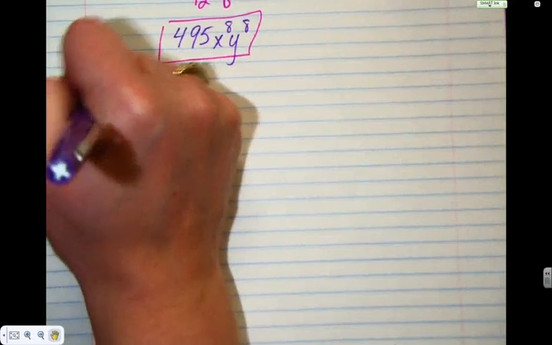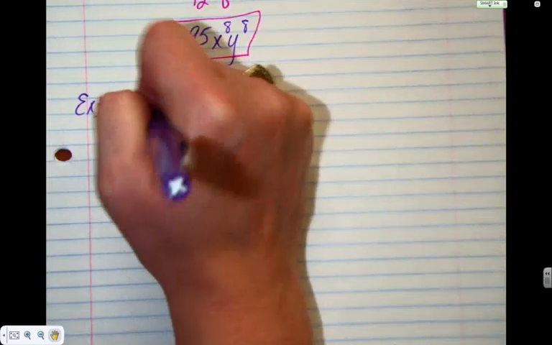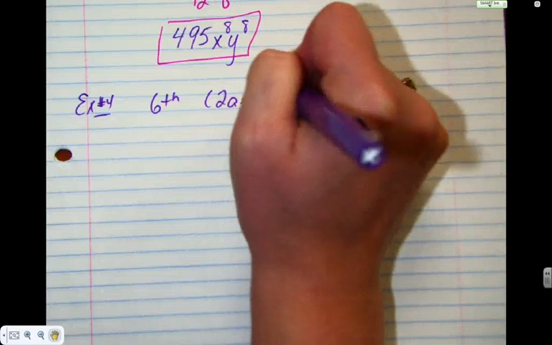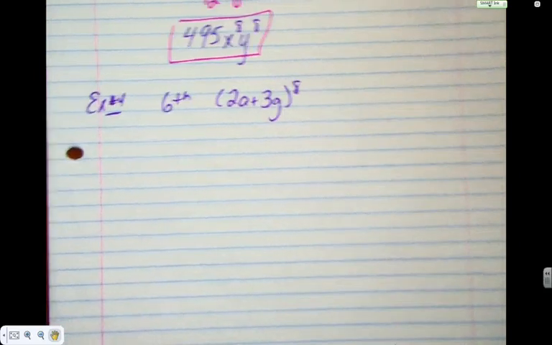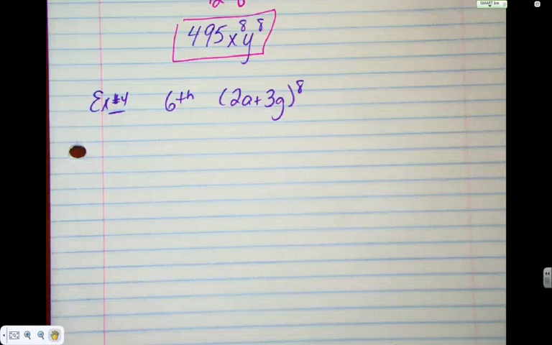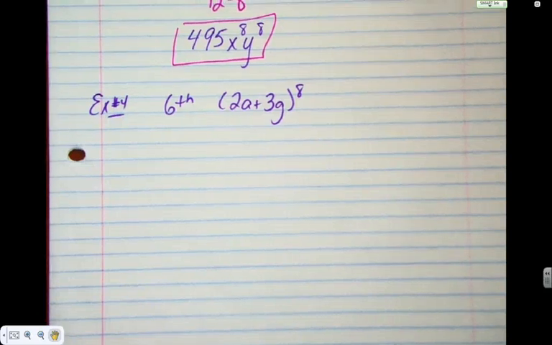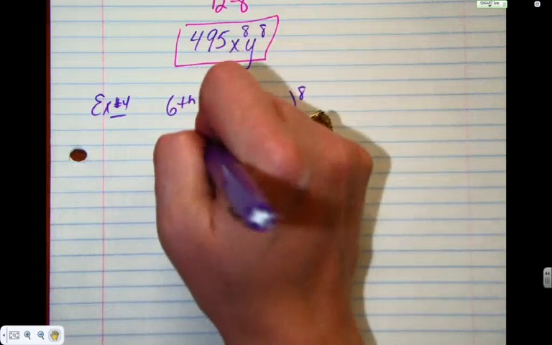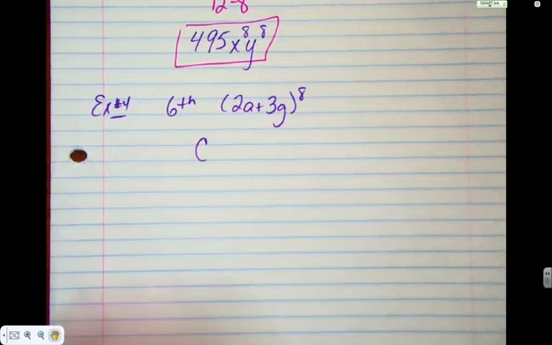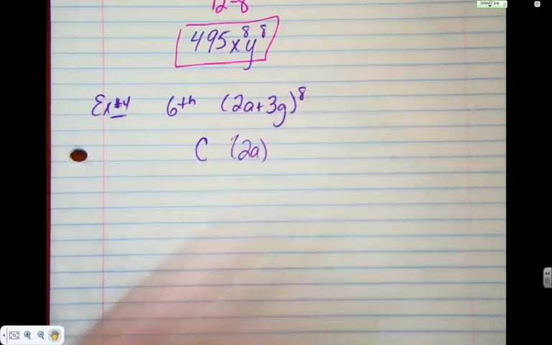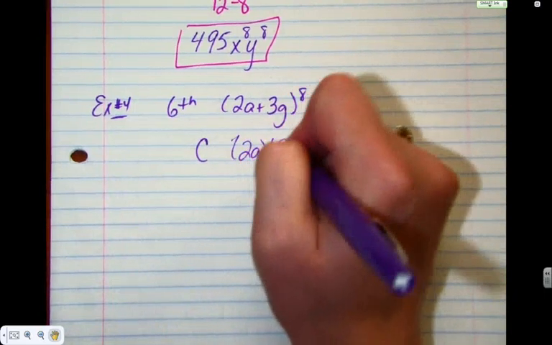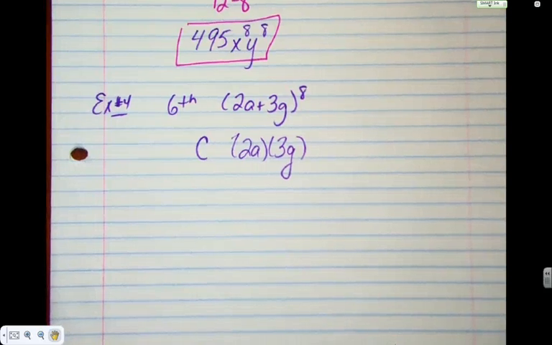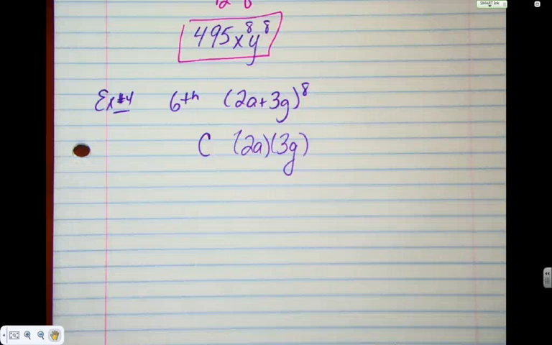Number 4. 6th term, 2a plus 3g to the 8th. Okay, we know we have a combination in the front. We know we have 2a to the something. And we know we have 3g to the something. And now we just need to fill in the 4 spots.